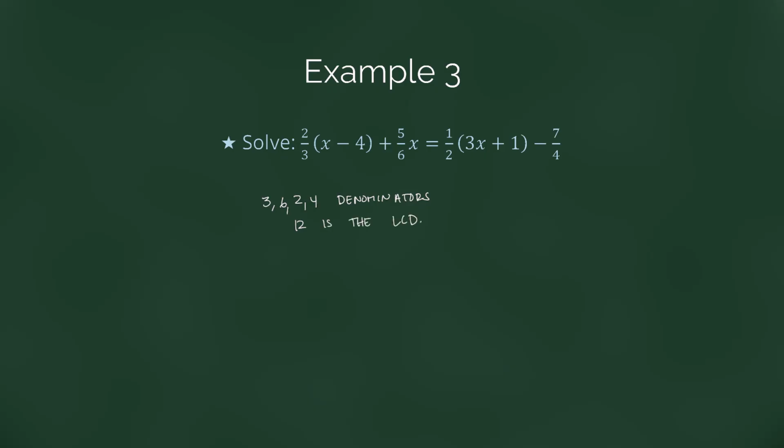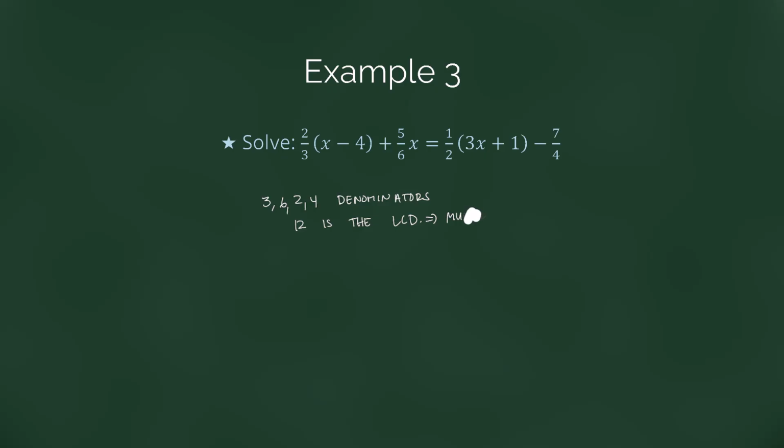The smallest number that each of them divides. 3 times 4 is 12, 6 times 2 is 12, 2 times 6 is 12, and 4 times 3 is 12, and there isn't a smaller one. What we can now do is we can multiply the entire equation, multiply all of the terms in there.